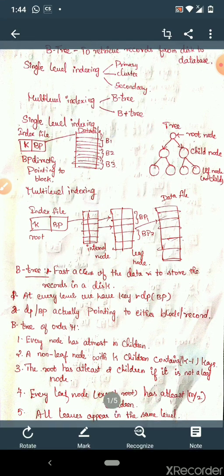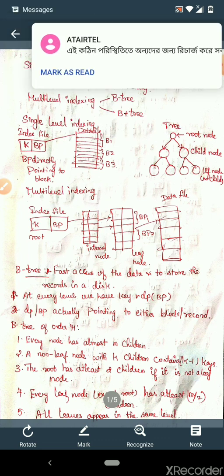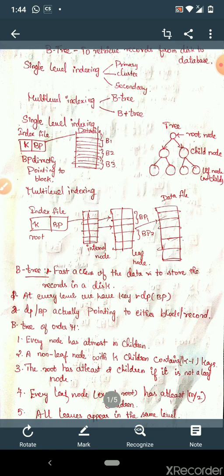So first I'll tell you what is indexing. Indexing is a data structure technique to efficiently retrieve records from the database file based on some attributes on which the indexing has been done. So you are going to retrieve data from the database. Indexing is of two types, single level indexing and multi-level indexing.